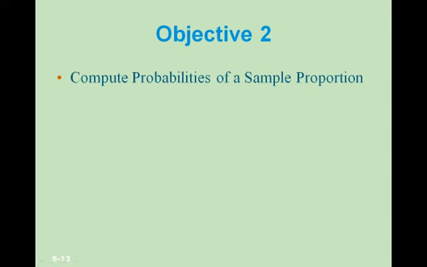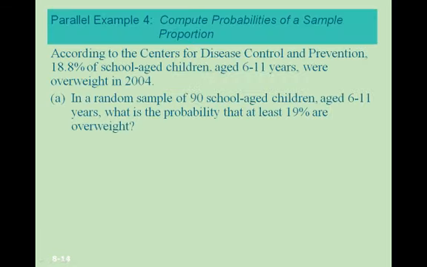Objective 2. Compute probabilities of a sample proportion. In this example, we'll compute probabilities of a sample proportion. According to the Centers for Disease Control and Prevention, 18.8% of school-aged children aged 6 to 11 years were overweight in 2004. In a random sample of 90 school-aged children aged 6 to 11 years, what is the probability that at least 19% are overweight? First, we see that n equals 90 is less than 5% of the population size, which would be all school-aged children aged 6 to 11 years.